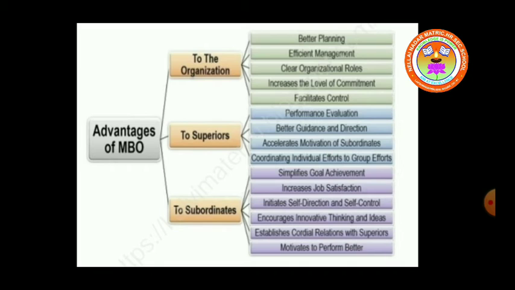Last one, to subordinates: simplifies goal achievement, increases job satisfaction, initiates self-direction and self-control, encourages innovative thinking and ideas, establishes coordinational relation with superior, motivates to perform better. First we'll discuss advantages of MBO to the organization.